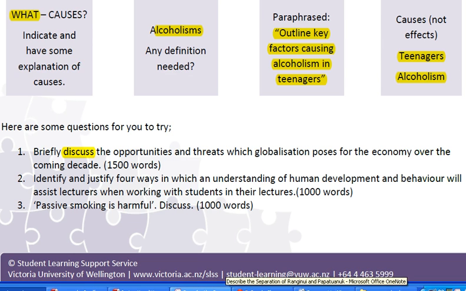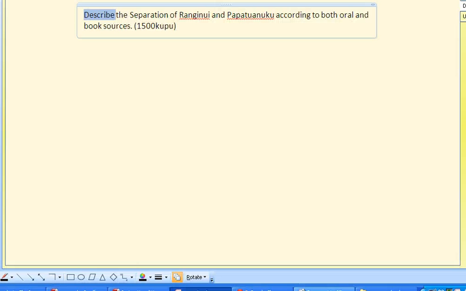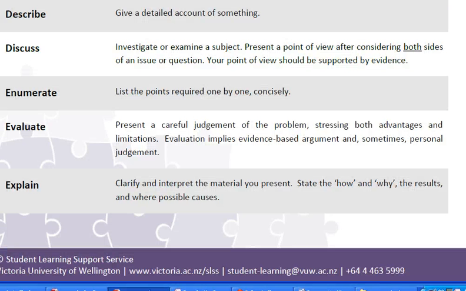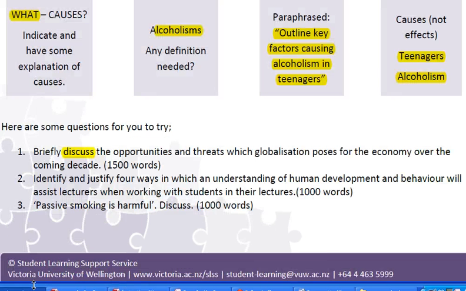So if I pull up a quick glossary list, we can see, for example, discuss and describe. We've been asked to discuss, which is a much heavier word than describe. Describe is just give a detailed account of something, but discuss means a lot. It means, as you can see there, investigate or examine a subject, present a point of view. So a list like this is handy when analyzing, so you realize what you have to do in terms of the word discuss. The topic is globalization and the economy.